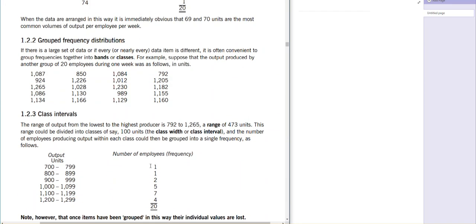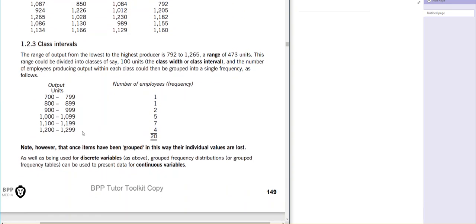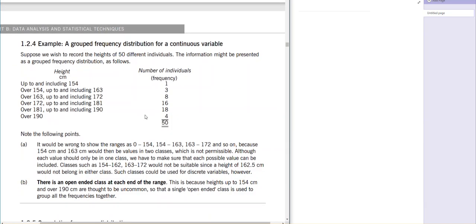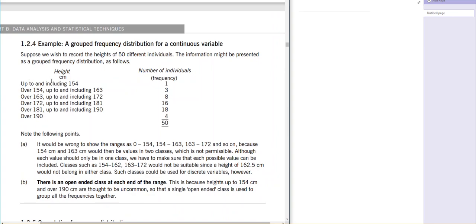This is frequency for discrete data, which has a specific range, a limit, and then we can have frequency for continuous data as well. The way classes are designed in continuous data is a little bit different. If we look at discrete data, we have 700 up to 799, and the next one is 800 to 899. If you look here, up to and including 154, it means it would be starting from 0 up to 154, up to and including.